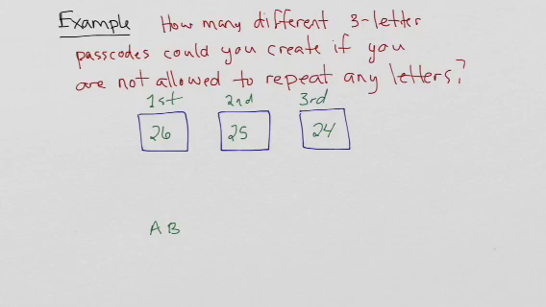Knowing whether you're allowed to repeat the digits is a very important piece of information. Again, the fundamental counting principle says we can multiply those numbers times each other. So I'm going to take 26 times 25 times 24, and I got 15,600 different ways.